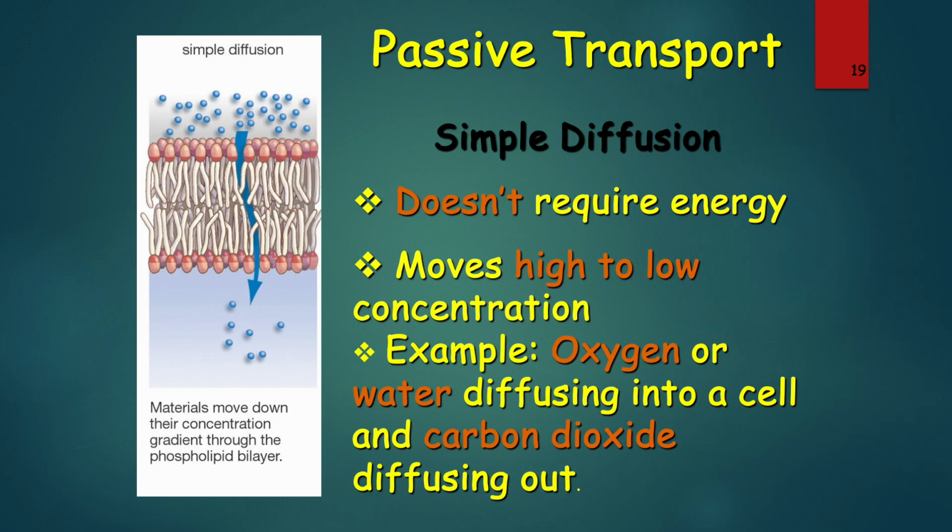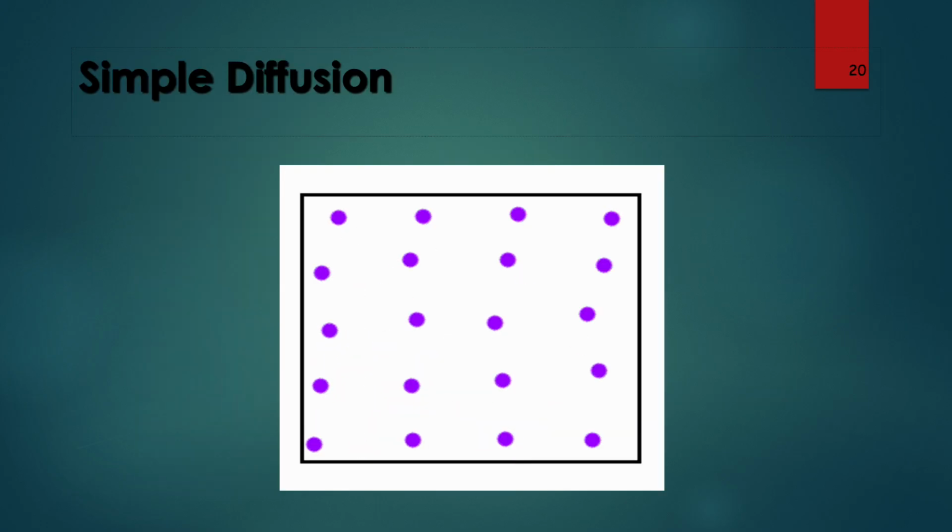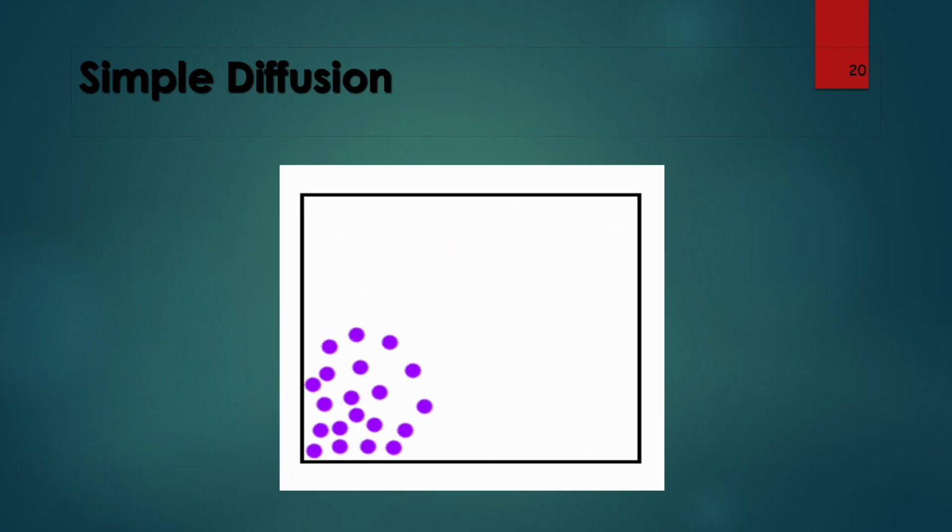In the diagram, you're looking at simple diffusion. This is where you have your high concentration. The particles are going to move across the cell membrane to a low concentration area. The barrier would be your cell membrane or your lipid bilayer. Simple diffusion, again, high concentration to low concentration.